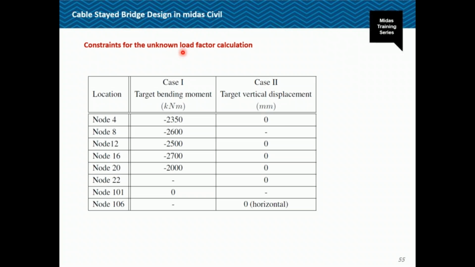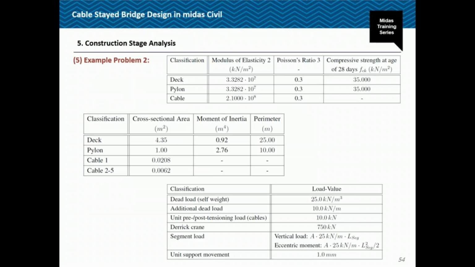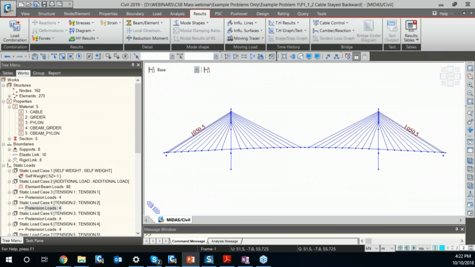Next are the constraints of the unknown load factor calculation. A designer has to determine these constraints first, because the unknown load factor is predominantly dependent on, and very influenced by, these constraints. These constraints can be calculated in one way, where you support the deck through artificial supports. You can model one bridge. I'll show you a sample file.